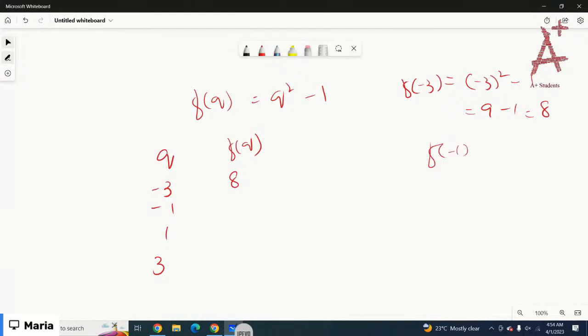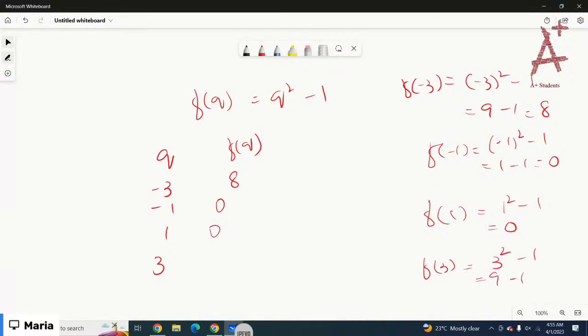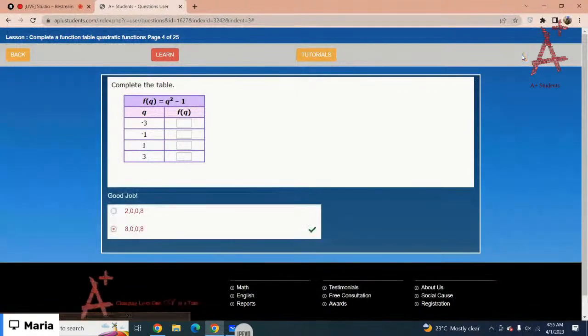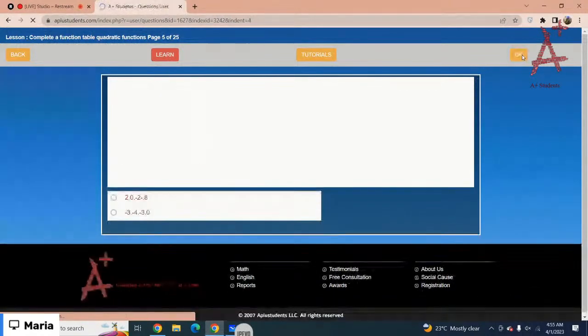Then f of negative 1 would be negative 1 square minus 1. It would be 1 minus 1, that would be 0. Then f of 1 is also 0: 1 square minus 1 is again 0. Then f of 3 would be 3 square minus 1. 3 square is 9 and 9 minus 1 is 8. That means the values are 8, 0, 0, 8. So the correct option is option number 2.